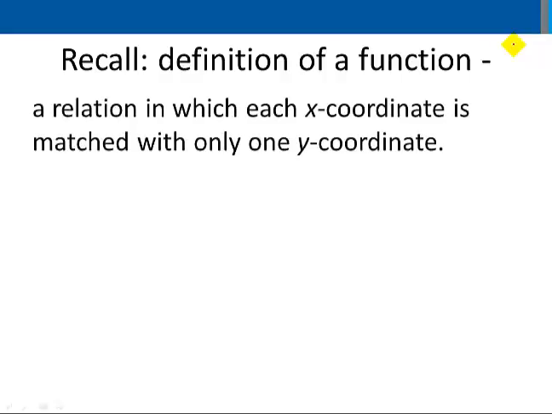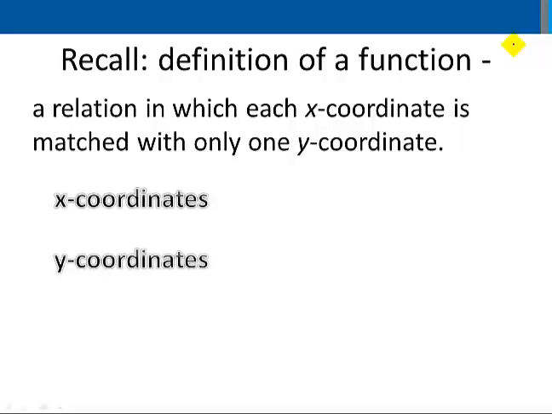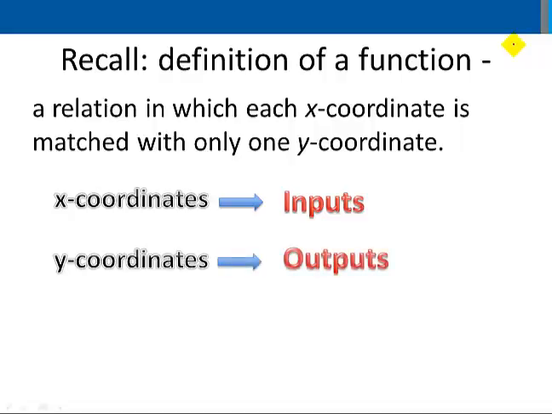A function is a relation in which each x-coordinate is matched with only one y-coordinate. So far, we have restricted our discussion of functions to x-coordinates and y-coordinates. It may be helpful to think more generally of x-coordinates as inputs and y-coordinates as outputs. We can then think of the domain as containing inputs and the range as containing outputs.